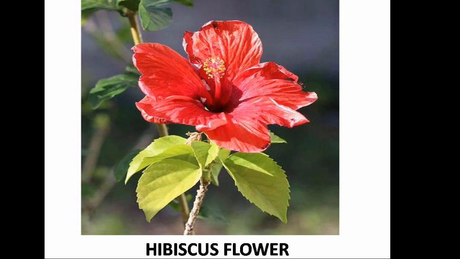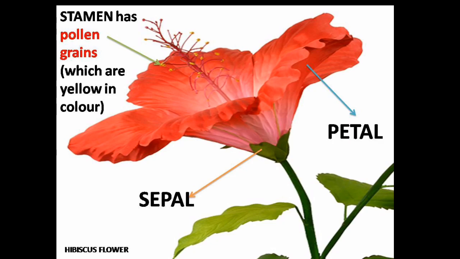Let us take an example of hibiscus flower to understand more about parts of flower. The green part that protects the flower is known as sepal. The red color attractive part is called as petal. The petals of hibiscus flower can be red, white, pink or yellow.